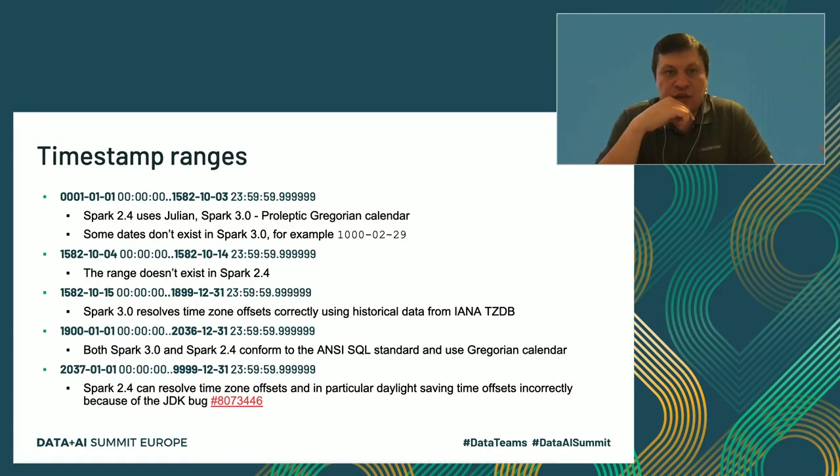The ranges are almost the same as for dates, except for some ranges. For example, I would highlight the year 2037. Starting from this year, there is a difference between Spark 2.4 and 3.0. Spark 2.4 has some problems resolving time zones. You can see it's a JDK bug. Spark 3.0 doesn't have such a bug.